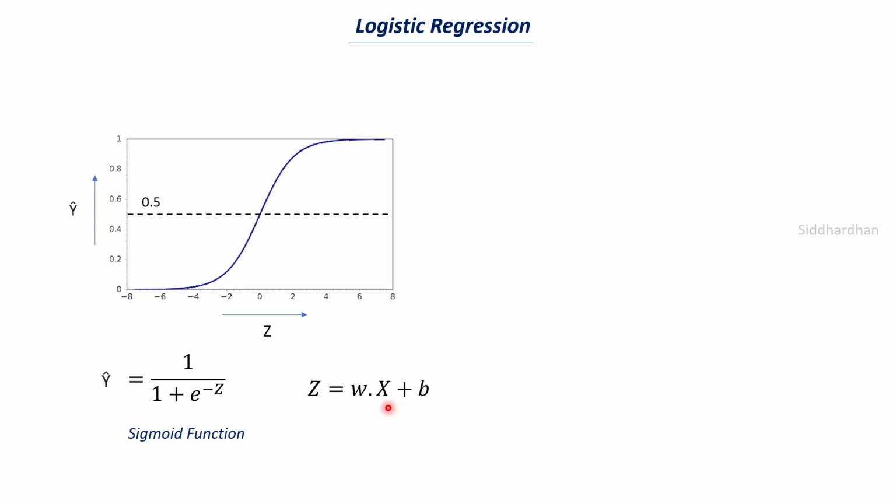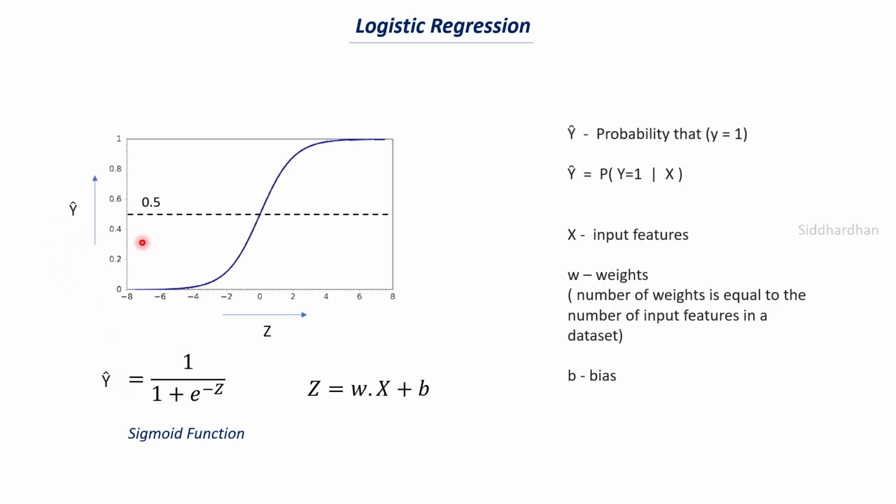Hence we can understand that z is equal to wx plus b, and y cap is given by this particular equation, where y cap depends on the z value, and we know what the z value is. Whenever you substitute the value of z in this equation, your y cap value will lie in this range. Now we need to understand the significance of this y cap and why we are using logistic regression. These are the terms that we have used in this equation.